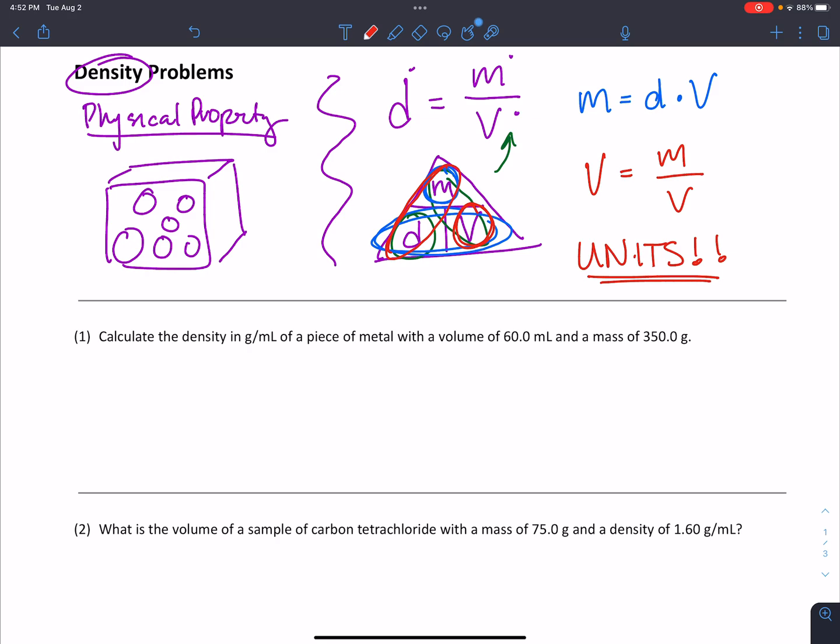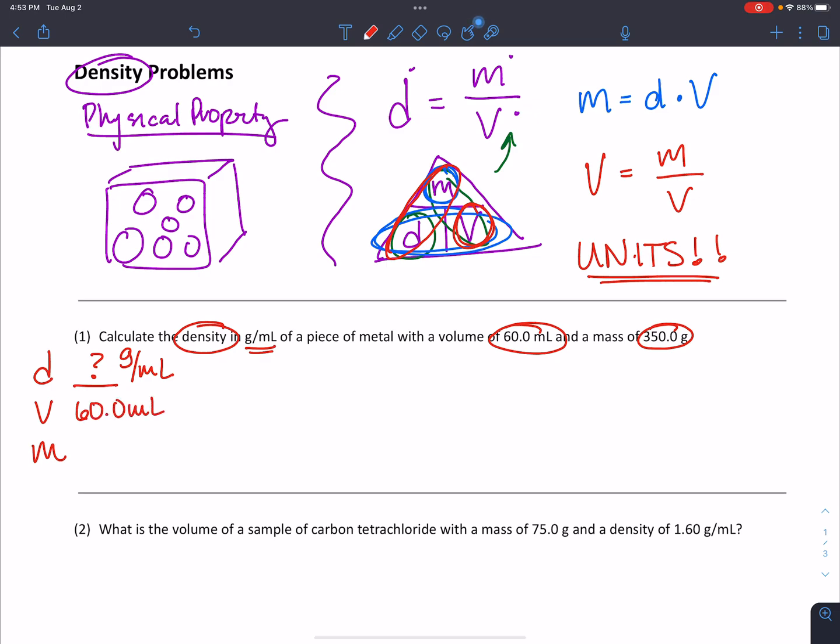All right, so let's look at this problem. Number one, it says calculate the density in grams per milliliter of a piece of metal with a volume of 60 milliliters and a mass of 350 grams. So we have a mass value, we have a volume value, and we're asked for density. I like to keep track of what I've been given by having a little table. Density is my unknown, and we are given a particular unit that we need to solve for, so I usually list that next to that question mark. The volume given in the problem is 60 milliliters, and then we have a mass of 350 grams.